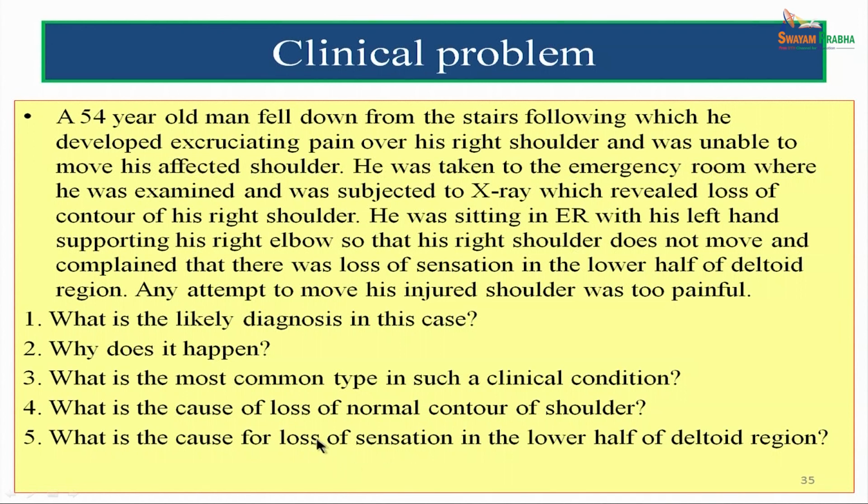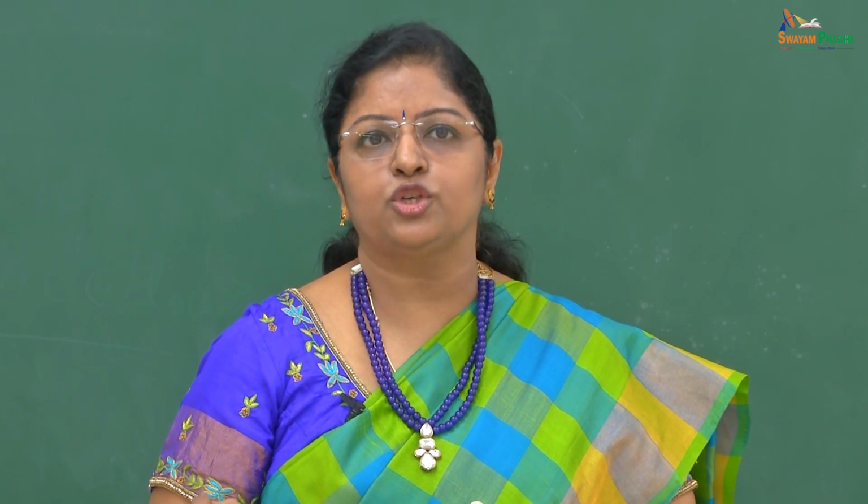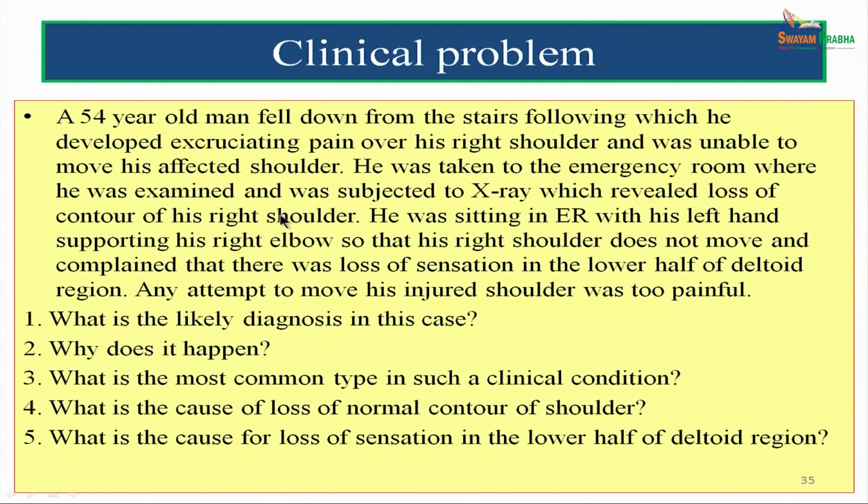What is the cause of loss of normal contour of shoulder? Since the head of the humerus has slipped out of the joint cavity from the glenoid cavity downwards, the rounded contour of shoulder has been lost. So, the loss of contour of shoulder in the clinical case given above indicates that there is a dislocation of shoulder joint.